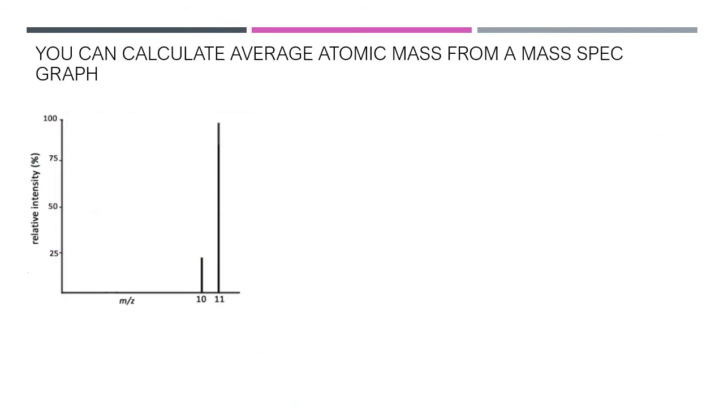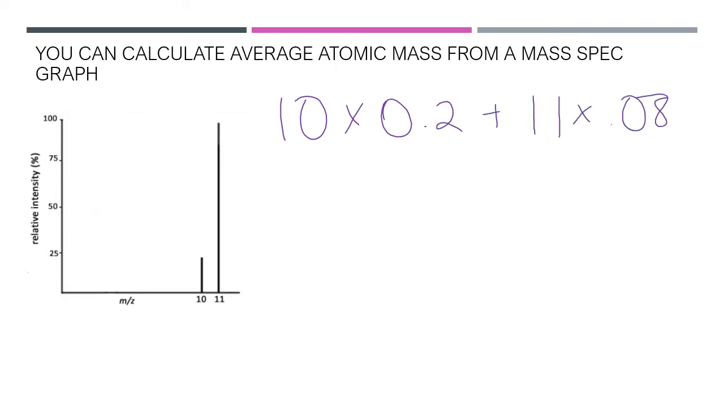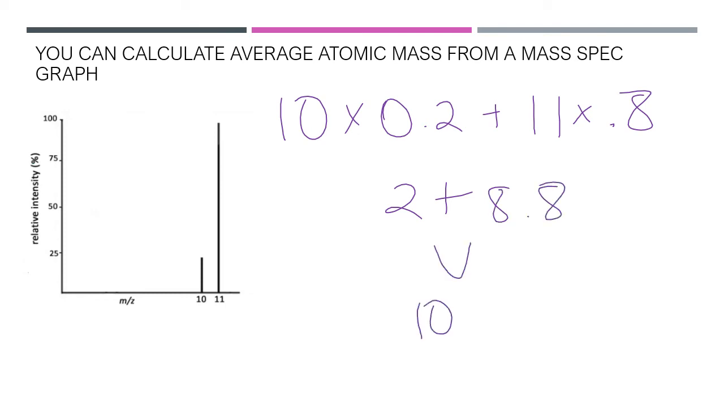Okay, and we can calculate average atomic mass. I just showed you how to get percents. So the 10 was 20% plus the 11 was 80%, not 0.08, 0.8. And when we calculate that, 2 plus 8.8, that is 10.8. Go to your periodic table, that's boron.